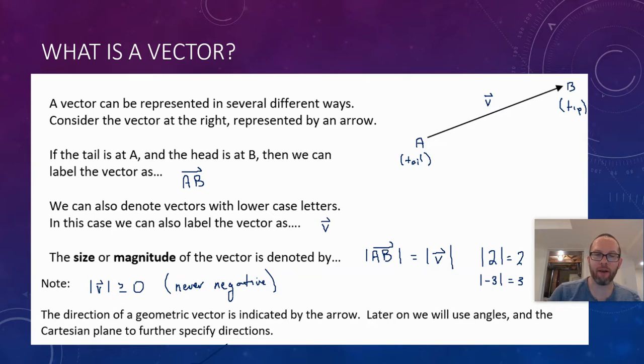I'll lastly say that right now, the direction of our geometric vectors is indicated by the arrow that we draw on our piece of paper. Later on, we might describe the direction of a vector using angles, using directions like on a compass, or even the Cartesian plane, but that's a bit farther down the road.